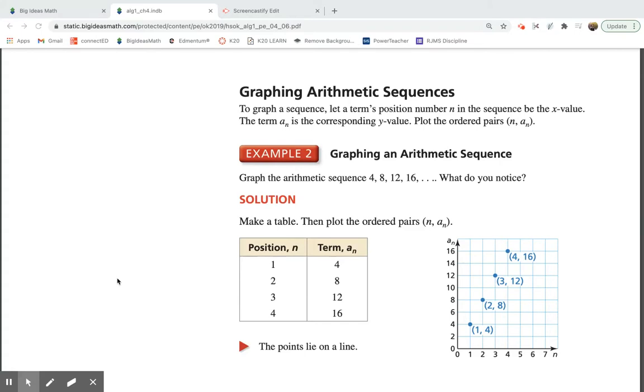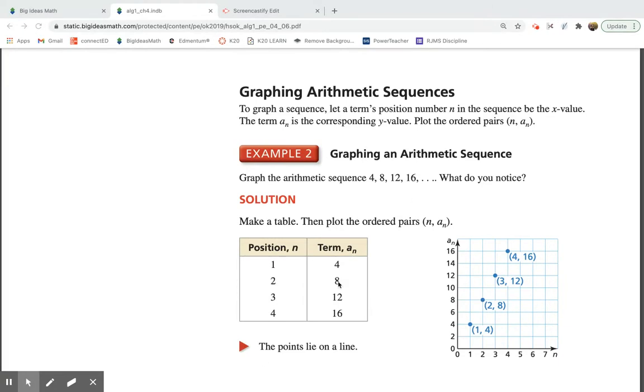Okay, the next thing we're going to look at is graphing an arithmetic sequence. Since it's an arithmetic sequence, we know there's a common pattern. And then it says, what do you notice? All they give us are these 4 numbers. Well, to graph something, you have to have a point. So each one of these is a term.